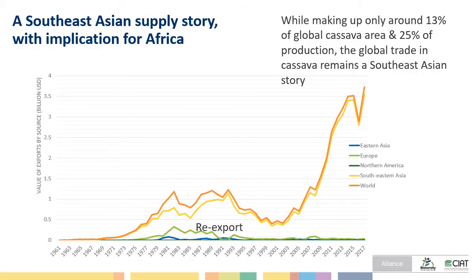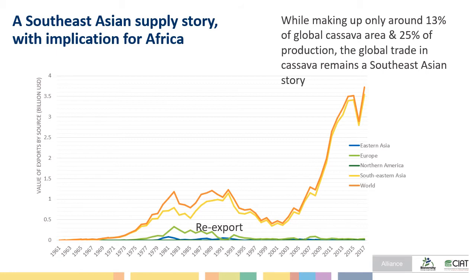So I'm sure I don't need to really emphasize this for this audience, but industrial or commercial cassava really is a Southeast Asian supply story. But we say that it does have implications for Africa, where there are a number of attempts to commercialize cassava production in countries where it has traditionally been largely a food crop.